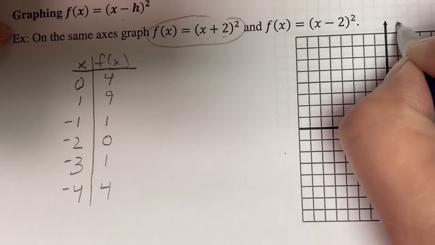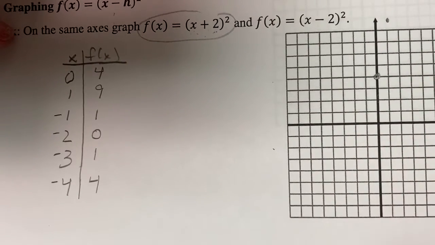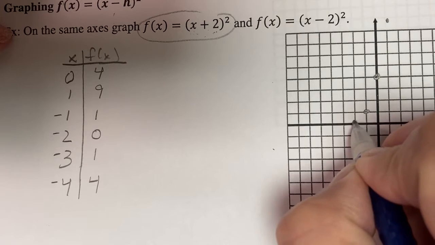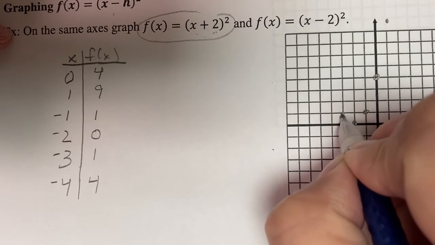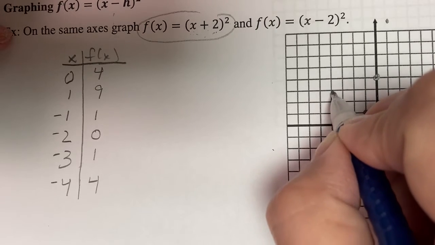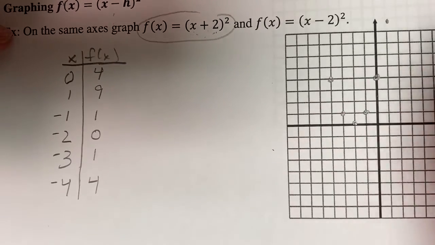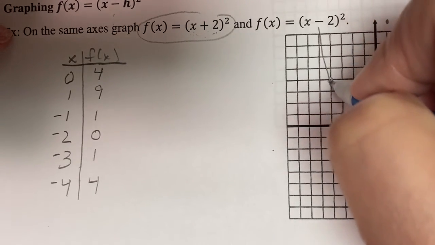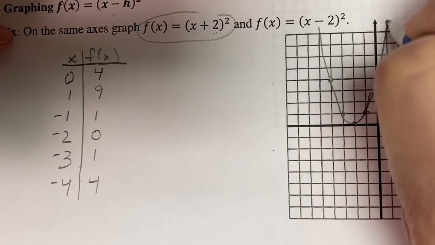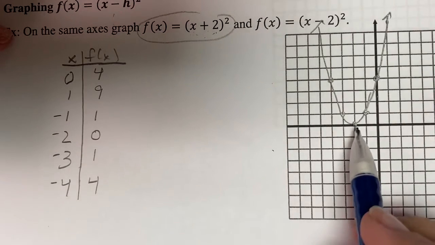I have (1, 9), which is way up there. I have (-1, 1). I have (-2, 0). I have (-3, 1). And I have (-4, 1), 2, 3, 4. So my parabola, as you can see, looks like this. Now let's talk about what that looks like compared to the parent graph.